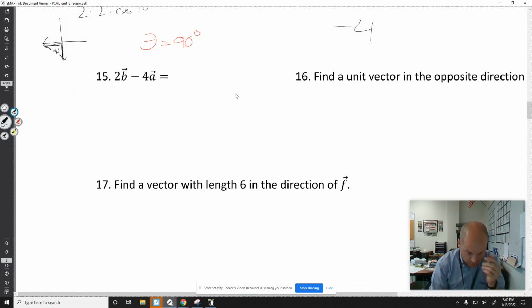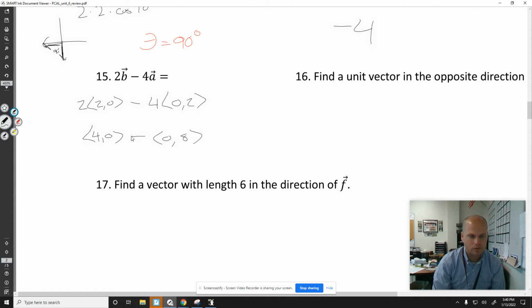2b minus 4a. All right, if you're multiplying by a scalar, you just multiply both of the components. This is the easy stuff. So it's 2 times 2 comma 0, and then subtract 4 times 0 comma 2. Again, we could show what the visual of subtraction looks like. If you take the two vectors, it ends up being split in between them. It's not important though for you guys. Might be important if you end up in the physics world.